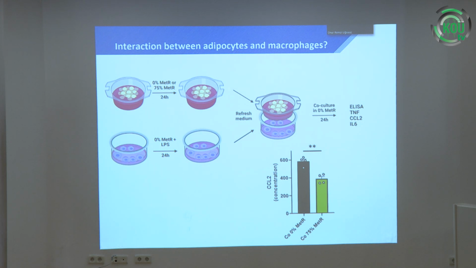And this is just data that we got last week, so it's work that's ongoing. But it indeed appears that when these cells are co-cultured with adipocytes that have been put on methionine restriction, the macrophages are less inflammatory, indicating that there's a correspondence between the browning adipose tissue and the inflammatory phenotype that we saw.